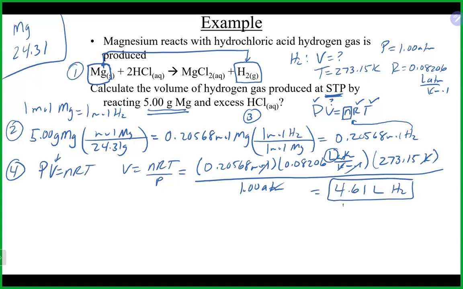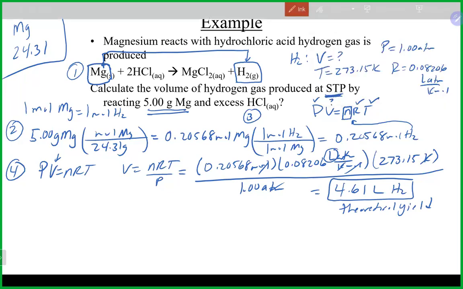This would be a theoretical yield, as our hydrogen is a product. That's how much volume of hydrogen gas you should collect in this reaction if you started with 5 grams of magnesium. And again, pretty much the same 4 steps of stoichiometry, just using our ideal gas law here at the end. Any questions on that one there?